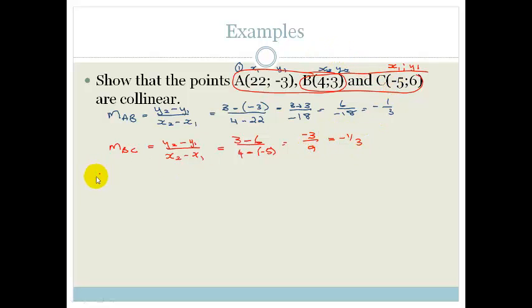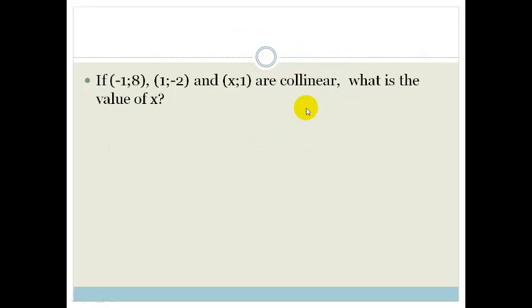Therefore, we can say A, B, and C are collinear. In other words, they lie on the same line. So if we plotted these out, they would all be on the same line. Let's look at another example.